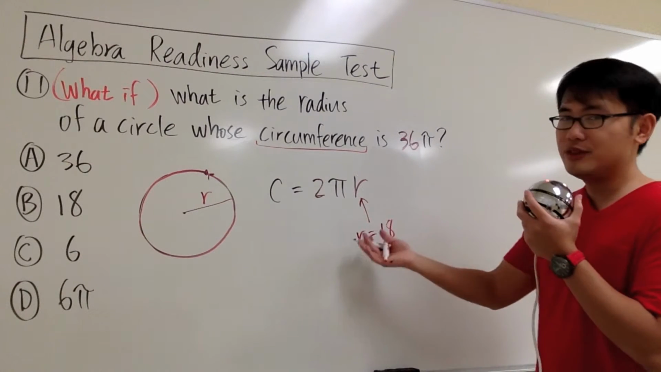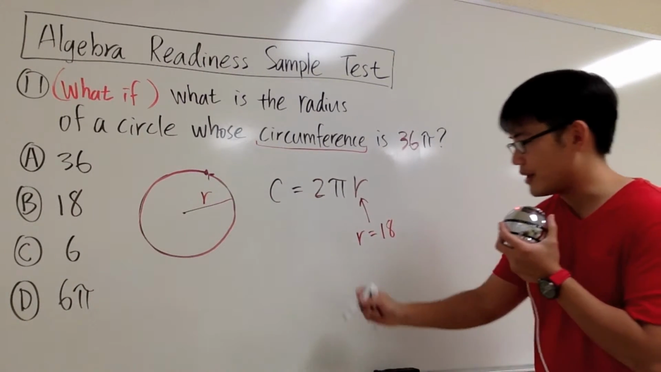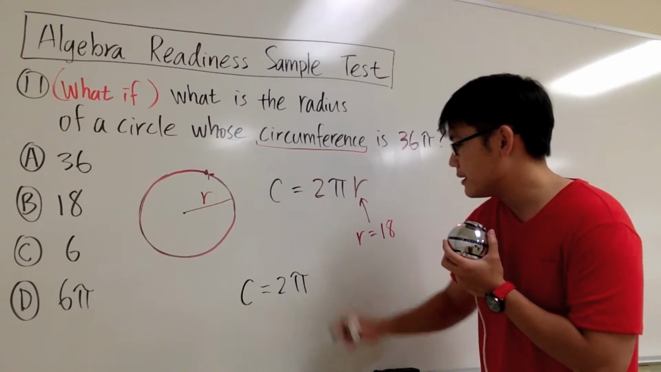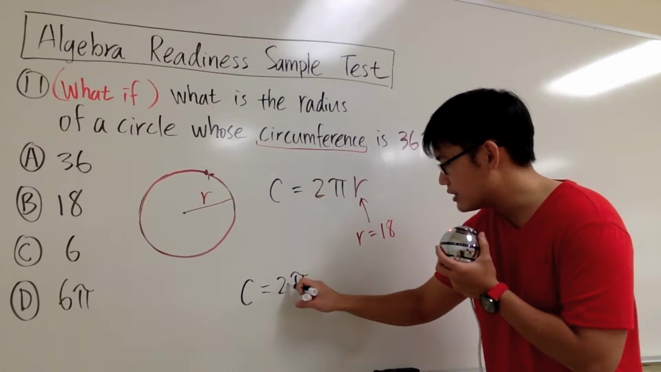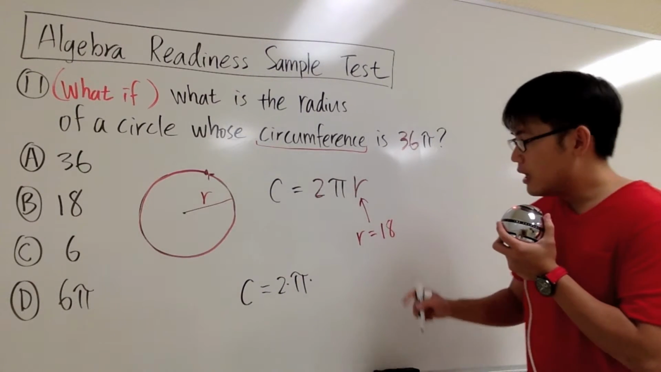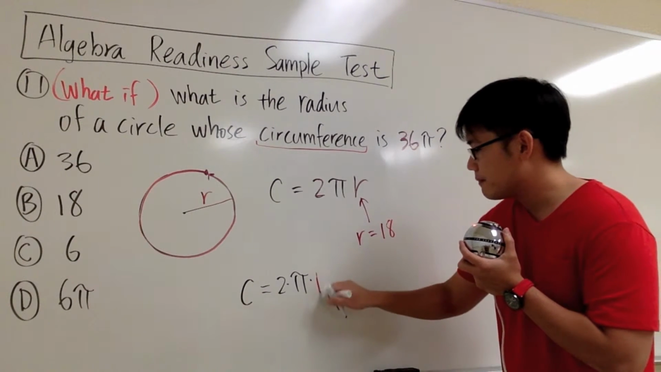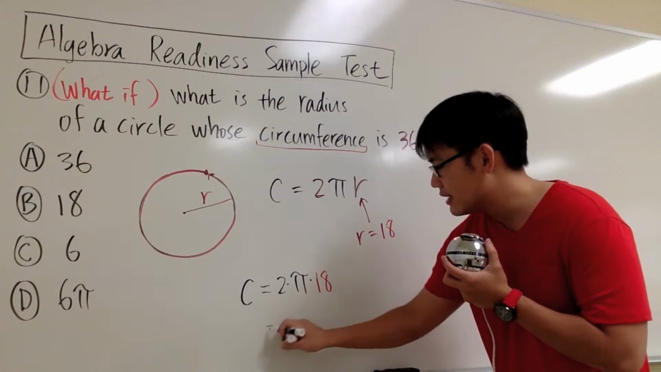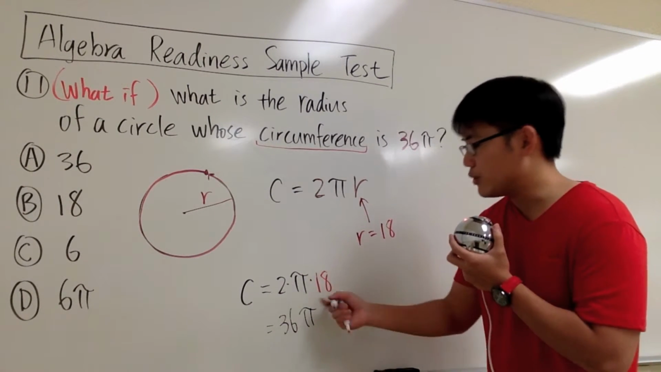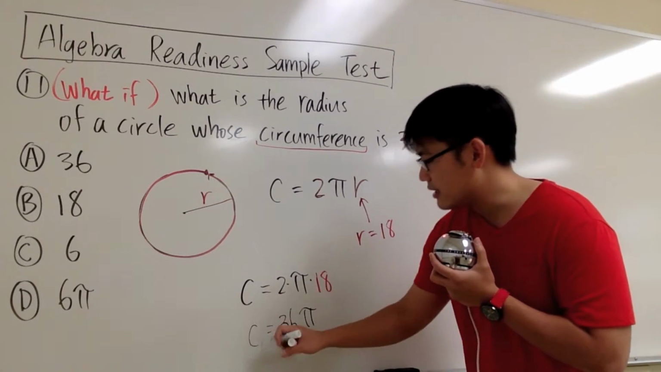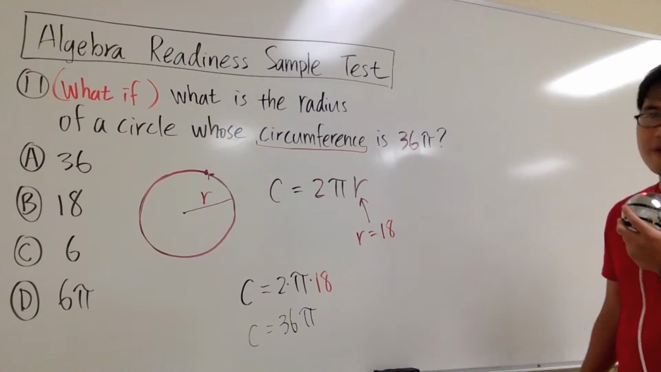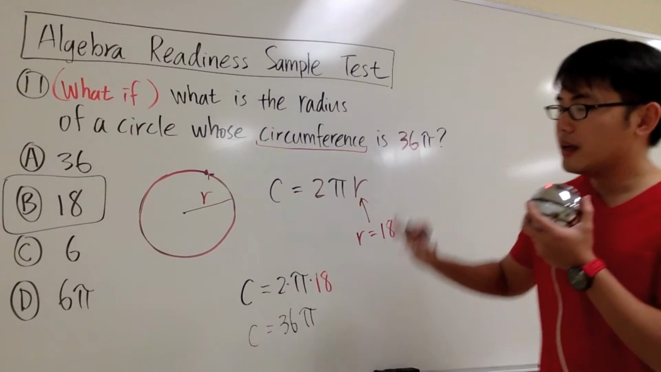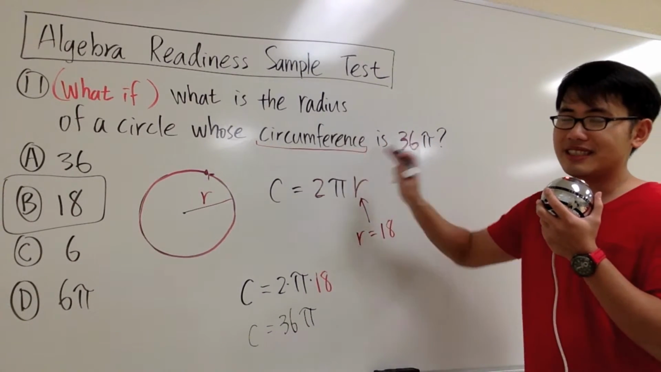Let me just convince you guys by plugging the 18 into the formula right here. So we see the circumference will be 2 times pi, and this time, let me emphasize the multiplications by putting a dot in between. The r, we know it's 18. When we do 2 times 18, that will give us 36 pi. And we don't need to multiply out the pi. That's exactly the circumference and matches our question. So r is equal to 18. That's answer choice B. So if the question is asking us for the circumference, this is how we do it.